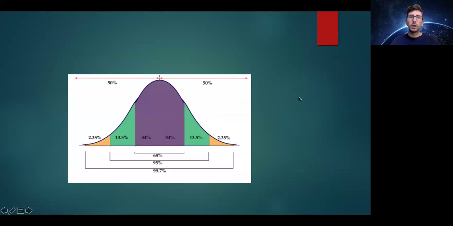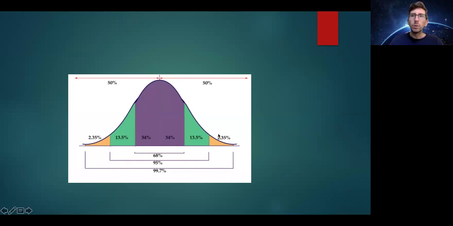So we talked about in the last video how 68% of our data is within one standard deviation above and below our mean, represented by this purple portion of our graph. 95% is within 2 standard deviations below the mean and above, from 2 standard deviations above to 2 standard deviations below. And then 99.7% is 3 below to 3 above.